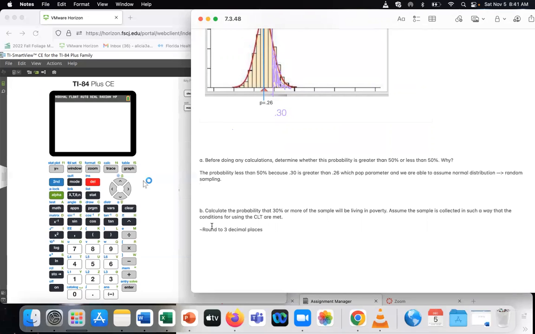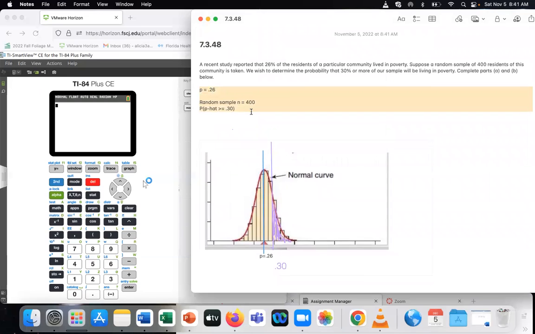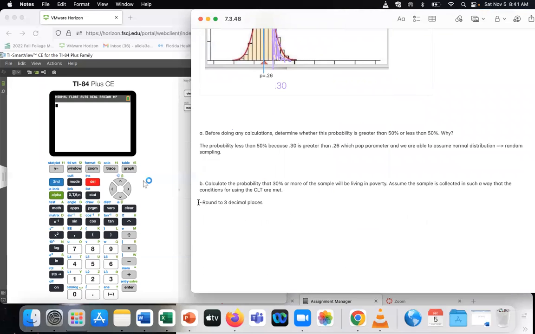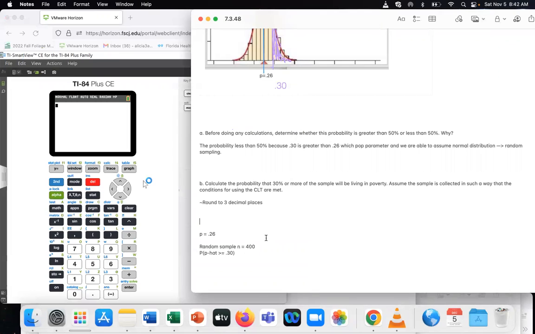Moving on to part B, to actually calculate that probability. So we're still using the same values. I may just go ahead and copy them down here for you. And assuming that that is collected in such a way that conditions for central limit theorem are met. So we have some things here. In order to do this calculation, we're going to need to go ahead and find a few things. We're going to be doing this on our TI calculator, right? So let's come over here and let's see, what do I need in order to complete this?